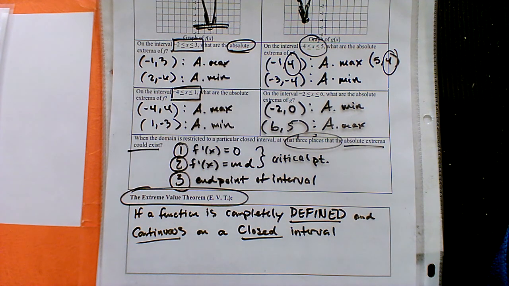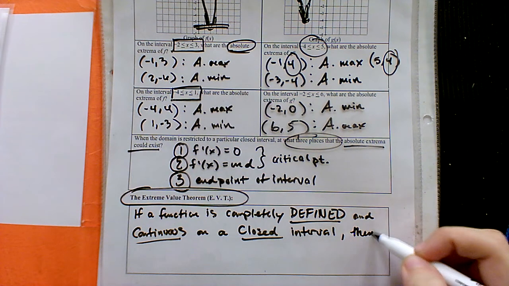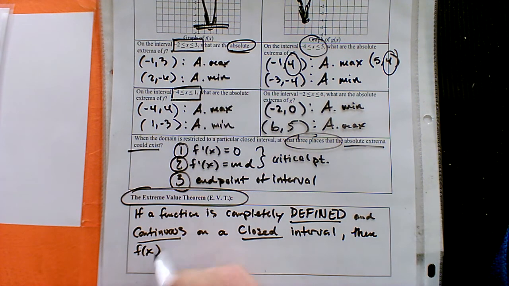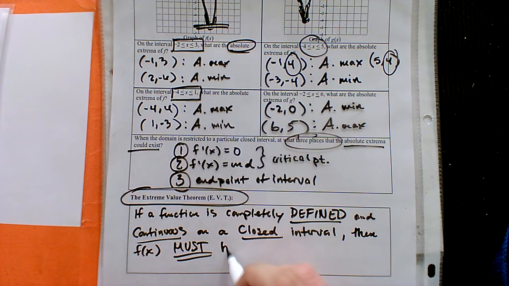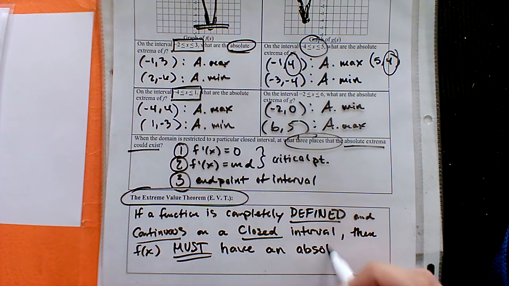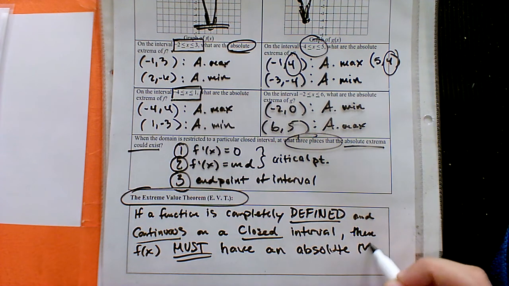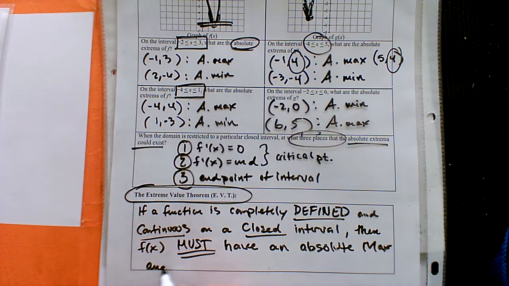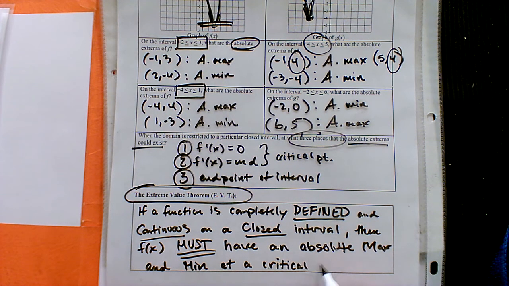Okay, that means you have closed endpoints at each end. If you're completely defined and continuous on a closed interval, then f of x must have an absolute max and min at a critical point or endpoint.